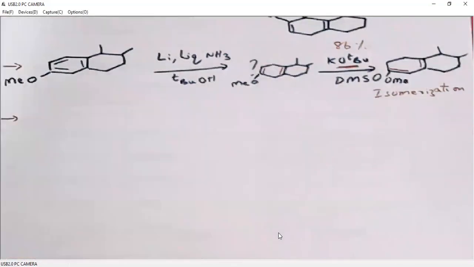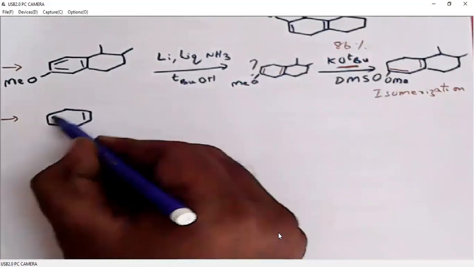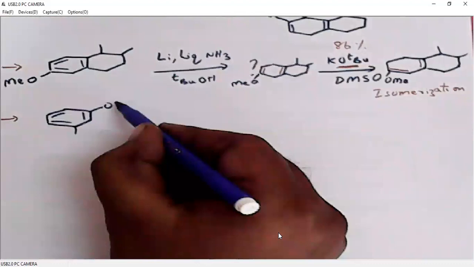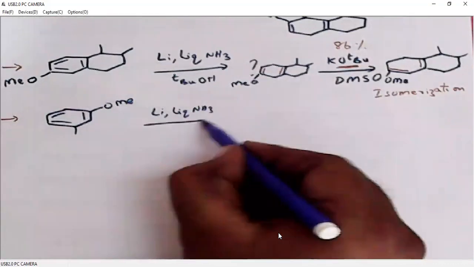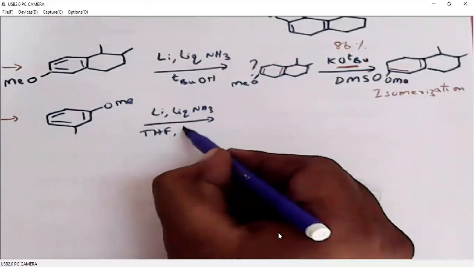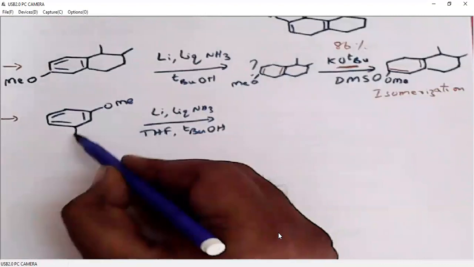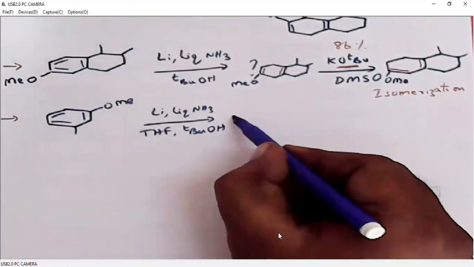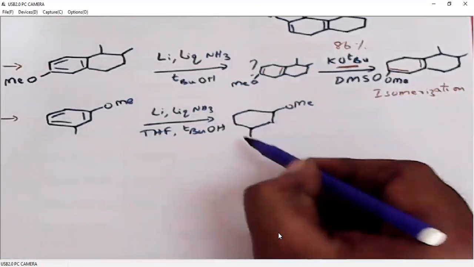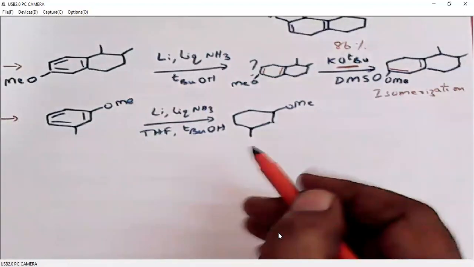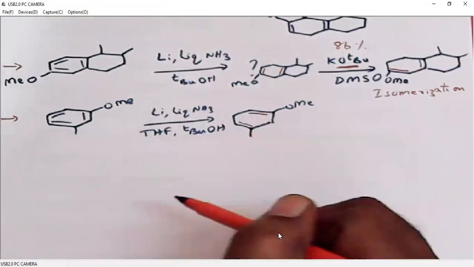Now we will see some more examples on Birch reductions. These two are electron releasing groups, so they must be placed on the double bond. Here they are 1,3 related, so it is not possible for us to accommodate both of the substituents on a single double bond. So alternatively, we can place them on two different double bonds.